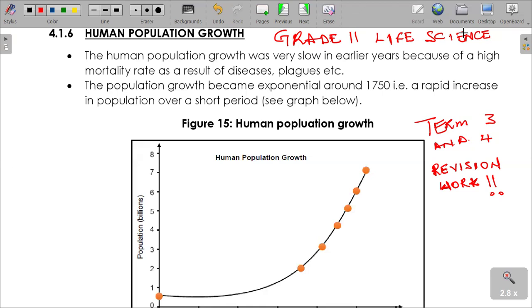So human population growth in previous years was very low because of a high mortality rate. It was low initially due to high mortality rate as a result of diseases and also some national diseases, conditions and problems that were affecting people, like plagues. So mortality rate is just the total number of people who are dying within a country over a period of a year. Mostly it's calculated over a period of a year.